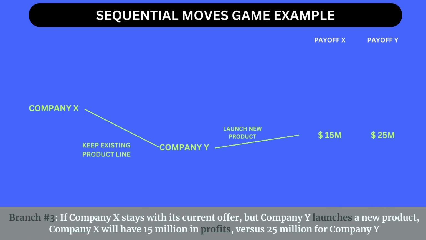Branch number 3. If Company X stays with its current offer, but Company Y launches a new product, Company X will have 15 million in profits, versus 25 million for Company Y.